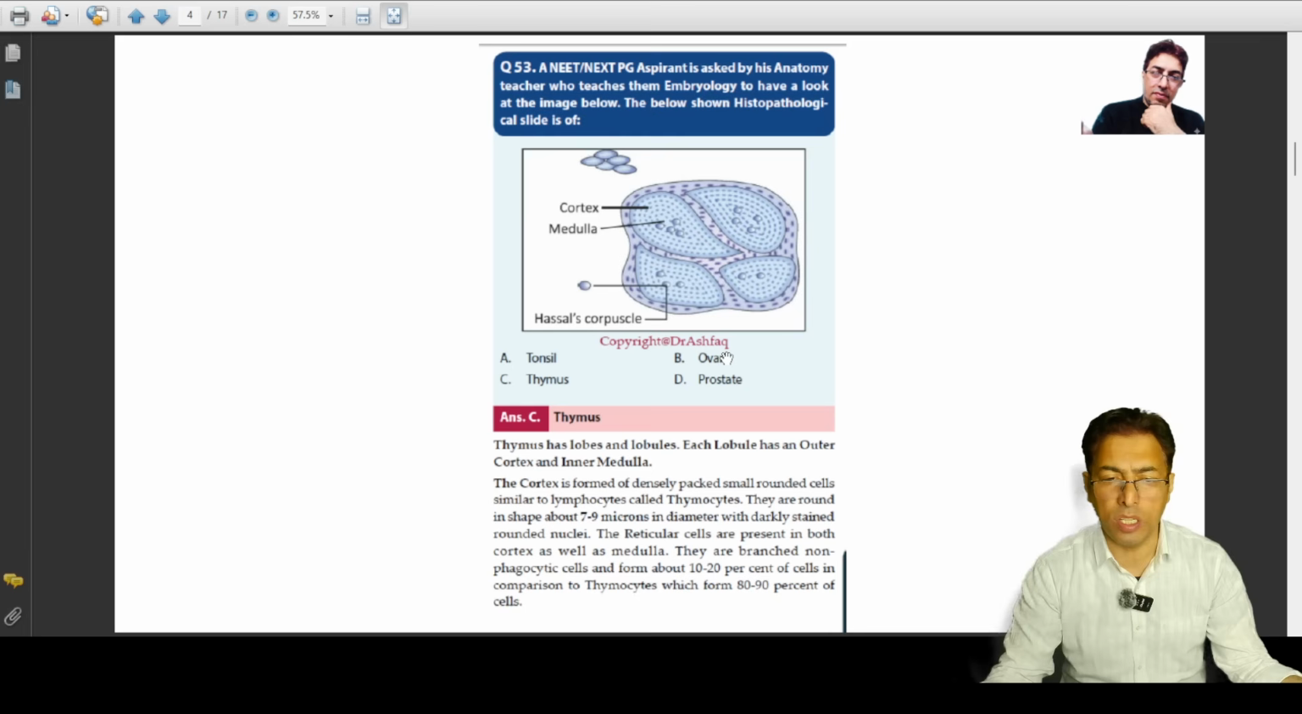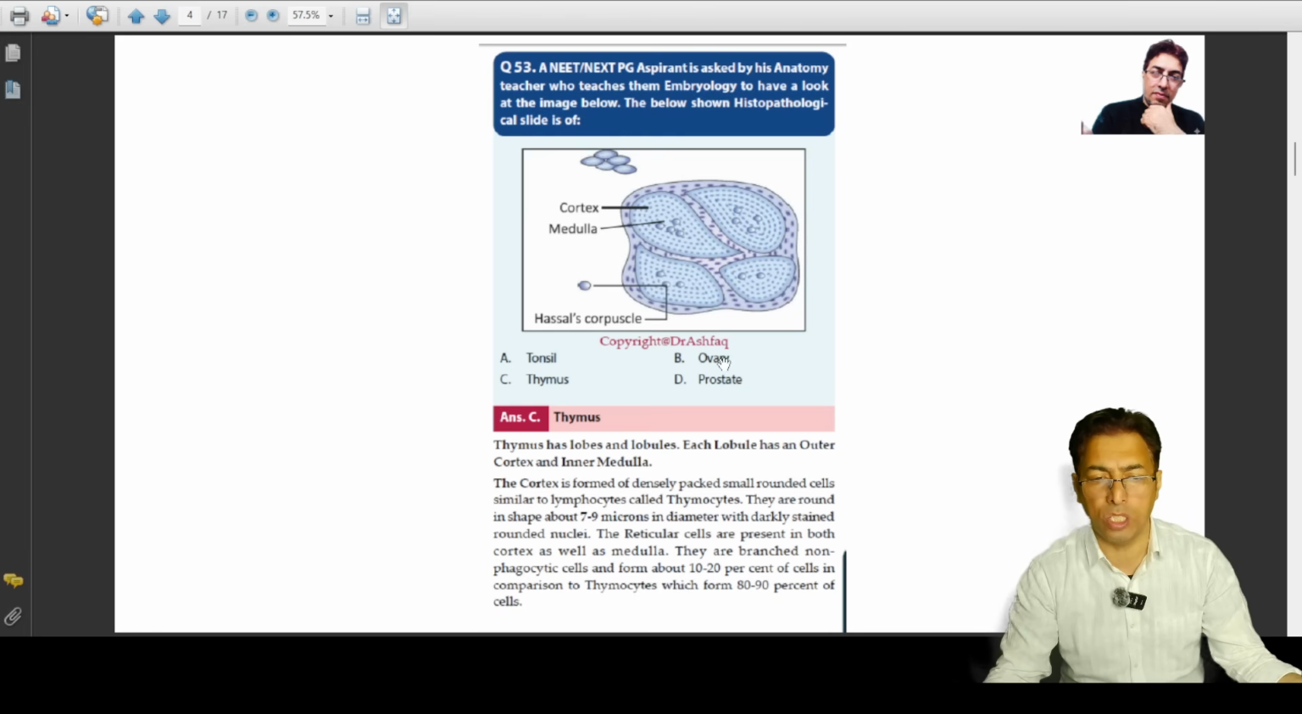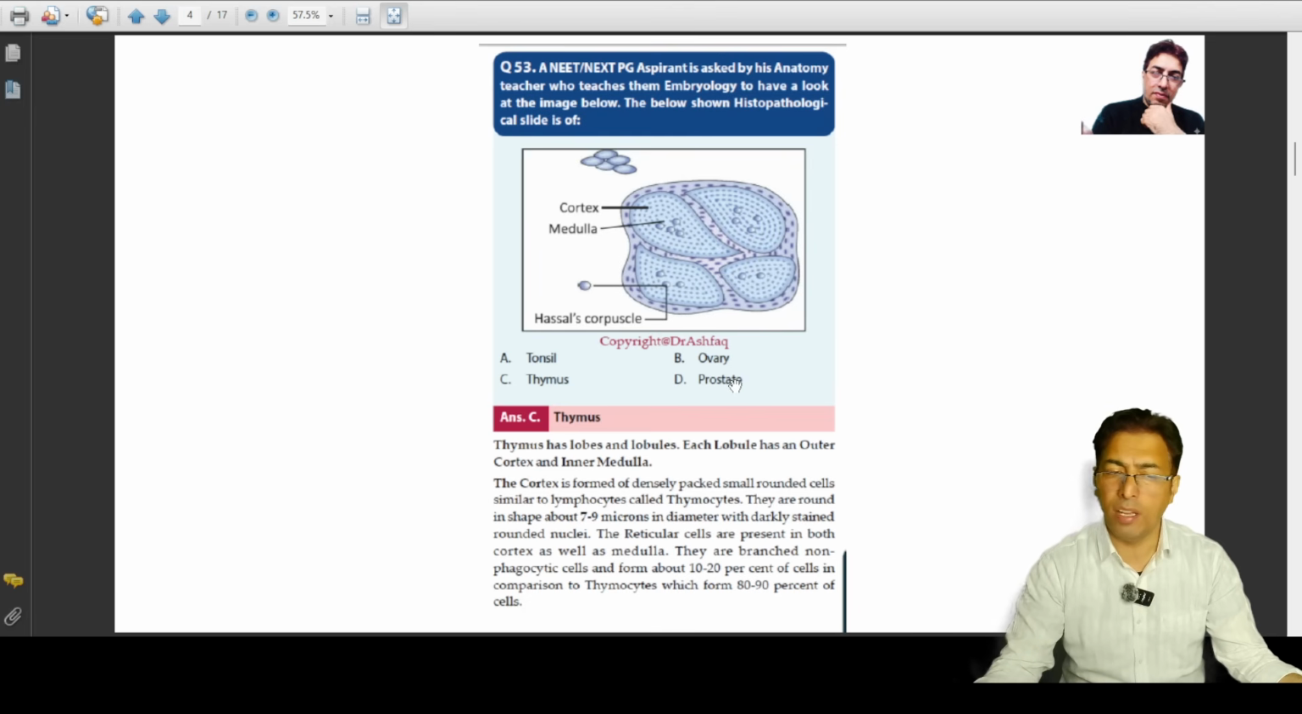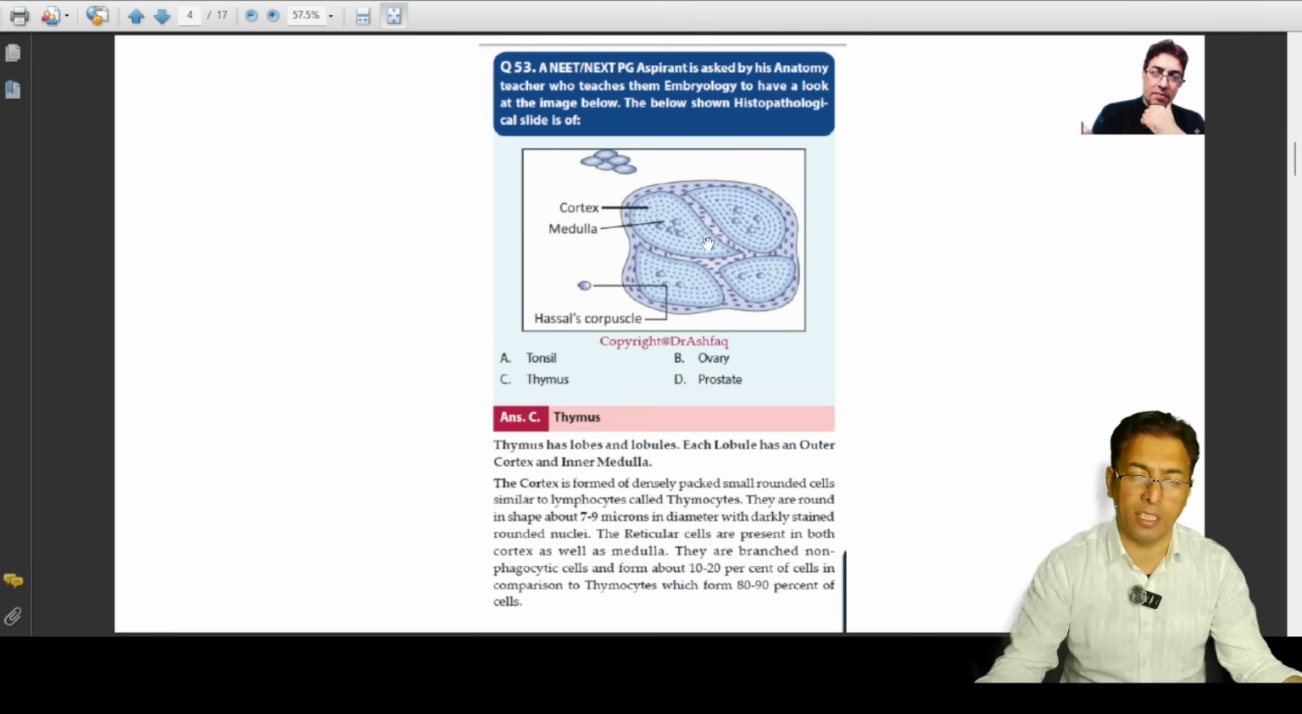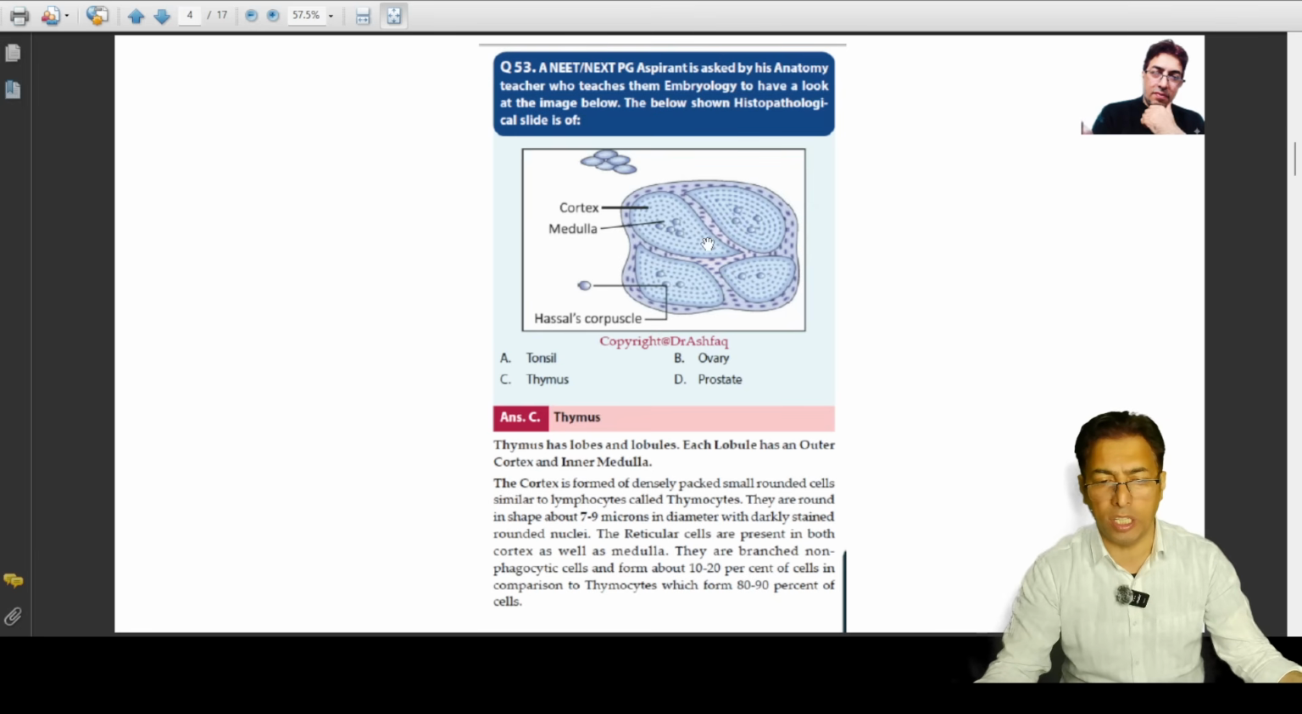As far as ovary is concerned, we have the germinal follicles over there at various stages. In the prostate, we have something else. In the thymus, we are aware of the Hassall's corpuscle. Tonsils are characterized by crypts, and we do not see any crypts over here. Thymus is a very important entity, and you have to remember that the thymus histologically has lobes, lobules, and outer cortex and inner medulla.